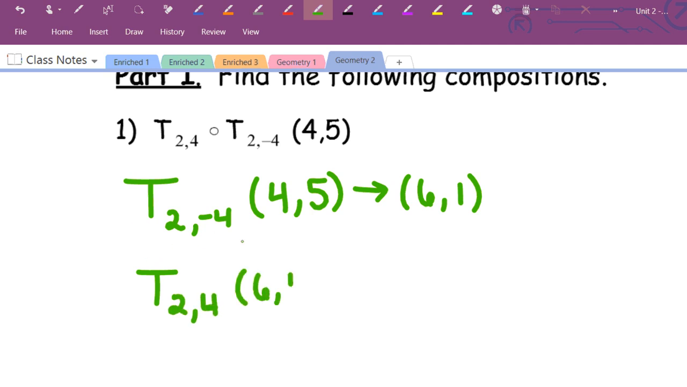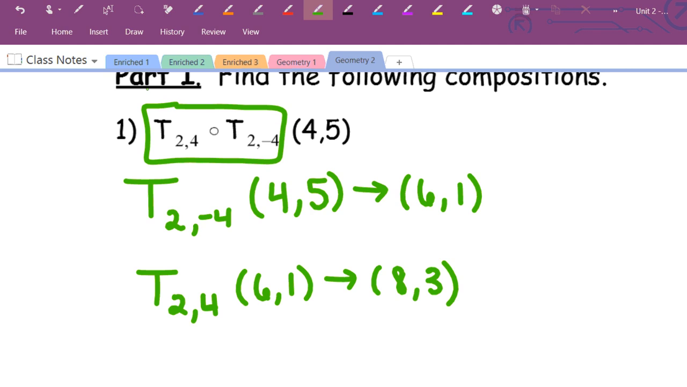And we're going to do that to the point 6, 1, so what are you going to get then? That's the same, by the way, as doing what transformation on the original. Notice this is the same thing twice. You also could have just said this is the same as what on the point 4, 5. Take a look at what's there. What can I go through?